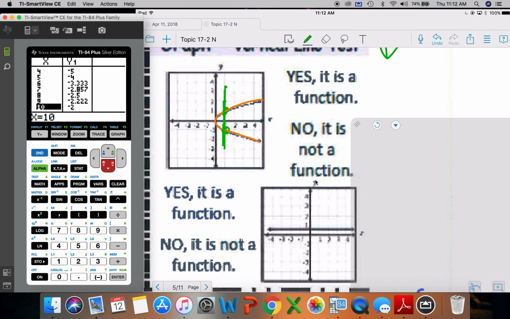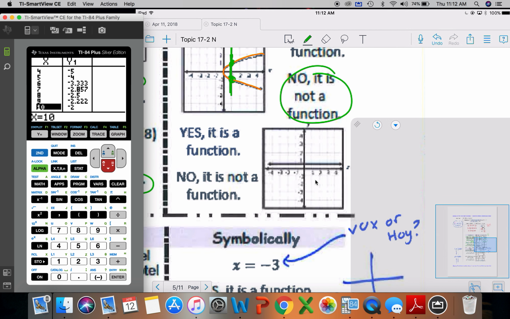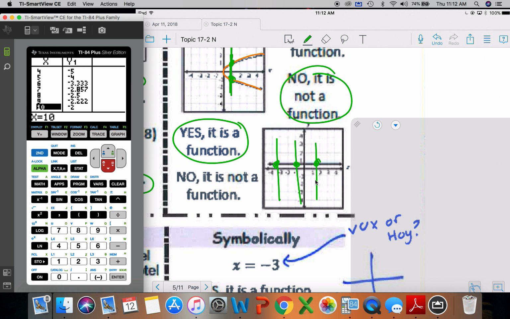And because this vertical line hits the function in two places, it means that x has two y's that go with it, and that's a problem. And so this is not a function. On the second part, we can draw a couple different vertical lines, and all of them only touch the function one time. So therefore, it is a function.